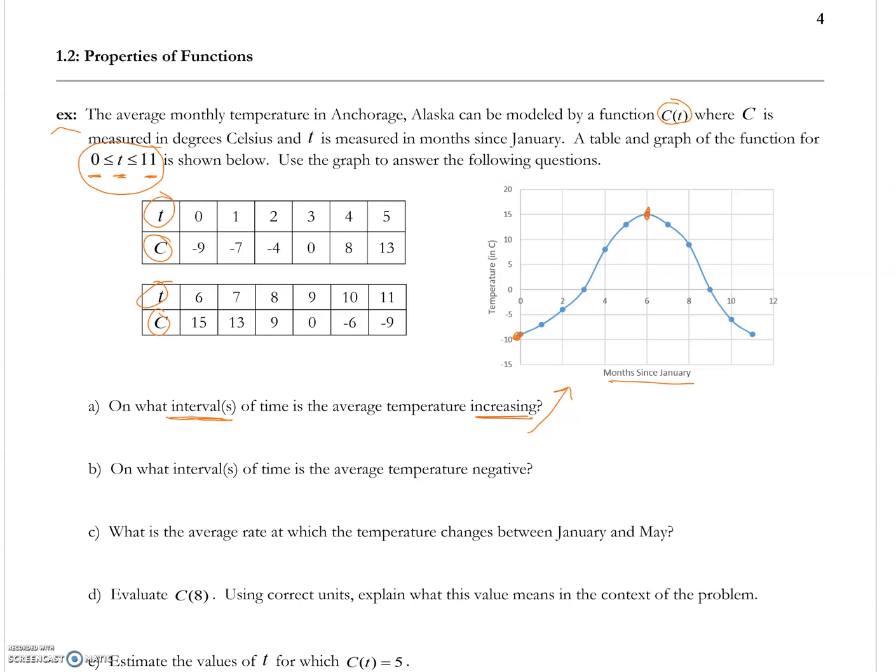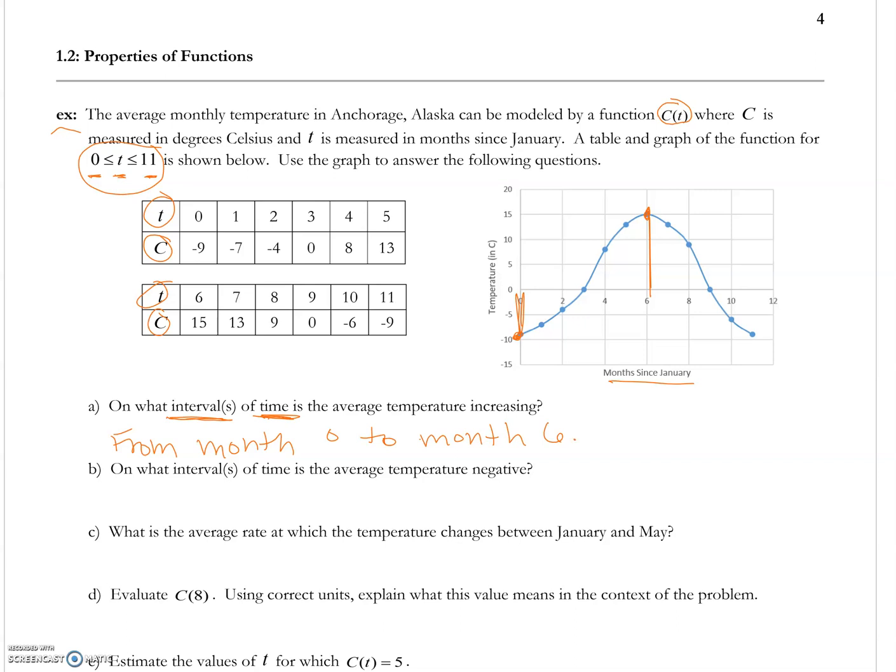Since I'm looking for an interval of time, I want to use the months since January. So from month 0 to month 6. I could even write that in words: from month 0 to month 6.